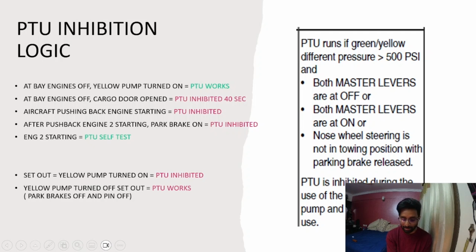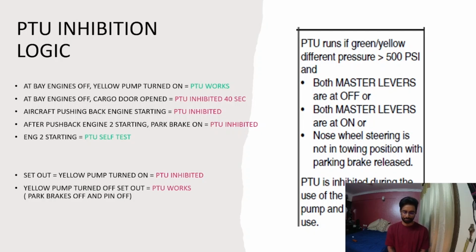And then PTU is inhibited during the use of the cargo door hand pump and for 40 seconds after its use. So whenever the cargo door is being operated, and for 40 seconds after its use, it is inhibited. We already talked about that. When the cargo doors are opening, only the yellow system gets pressurized, the PTU is not going to work.